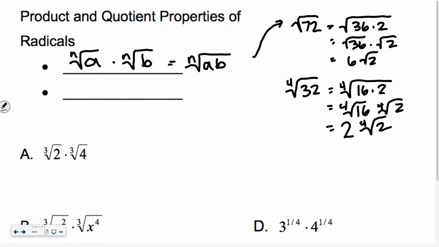Okay, and then the quotient property is almost exactly alike, except instead of multiplication, it's division. So you're going to have an nth root of A divided by an nth root of B, and you could put that underneath one nth root. And you can break it up or you can put it together, whatever is going to work for you.